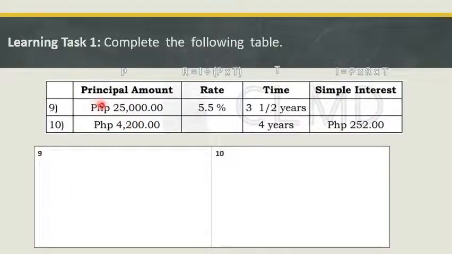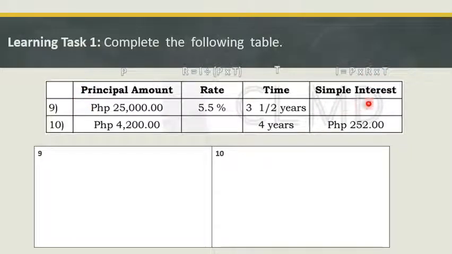So, for number 9 and 10, ito naman ay yung interest. So, ang principal amount, ito yung P natin, yung original. Then, yung R natin, which is rate. Then, yung time natin is T. Then, yung I natin is P times R times T.